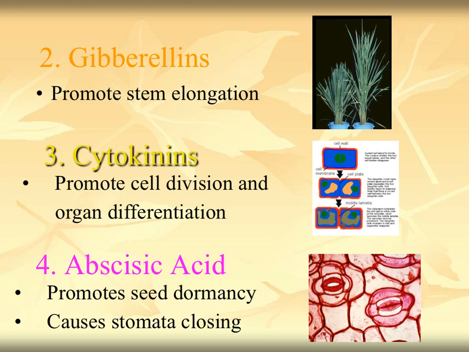Gibberellins promote stem elongation. Cytokinins promote cell division and organ differentiation. Abscisic acid promotes seed dormancy and causes our stomata to open and close. The stomata are the small openings on the underside of the leaf.